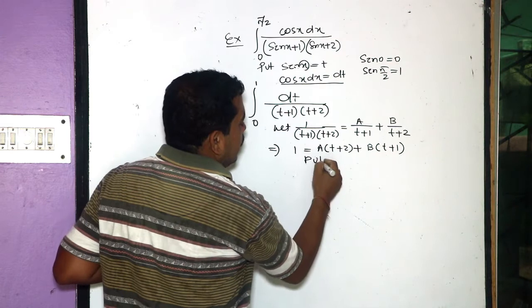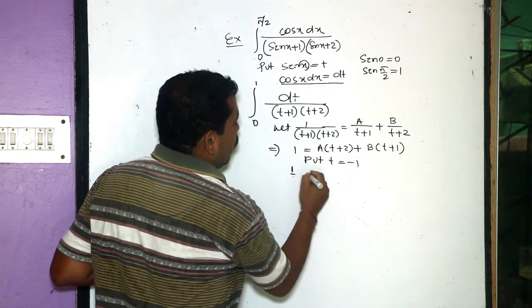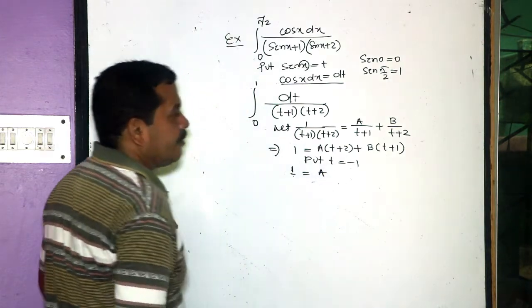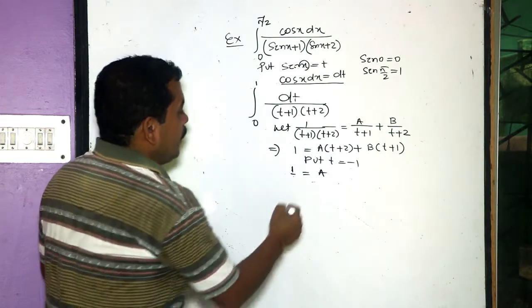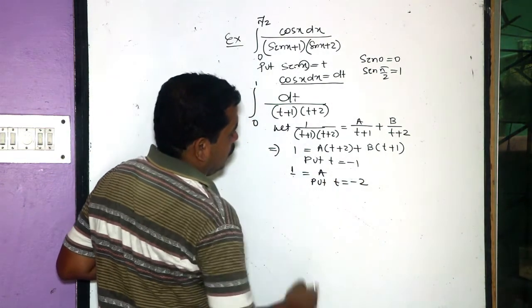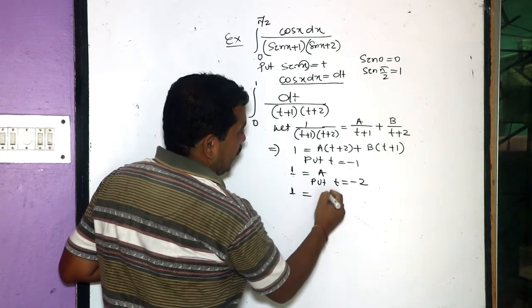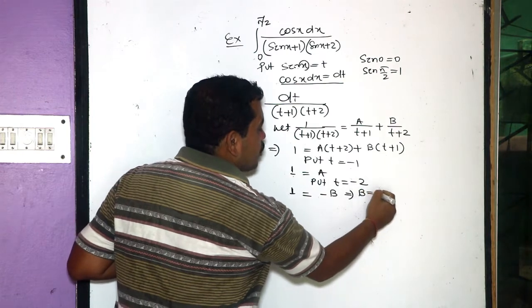Put t equals minus 1. Then 1 is equal to a. The value of a is 1 because the other term will vanish. Put t equals minus 2. Then 1 equals minus b, which means b equals minus 1.